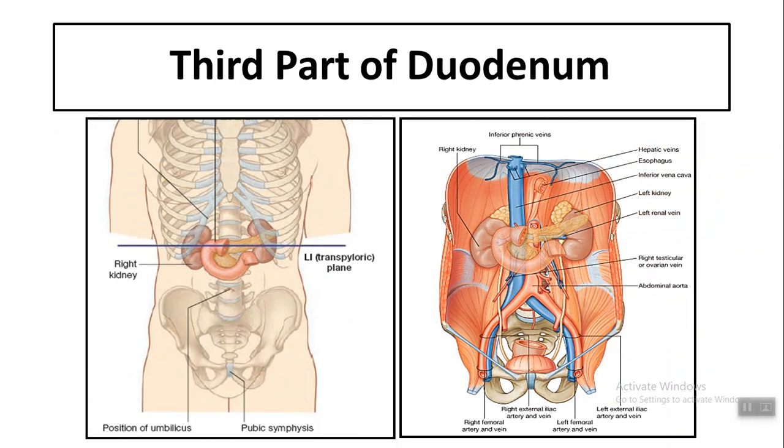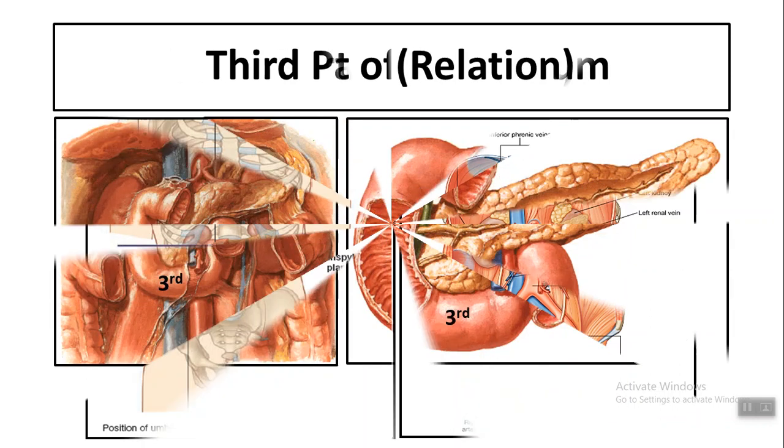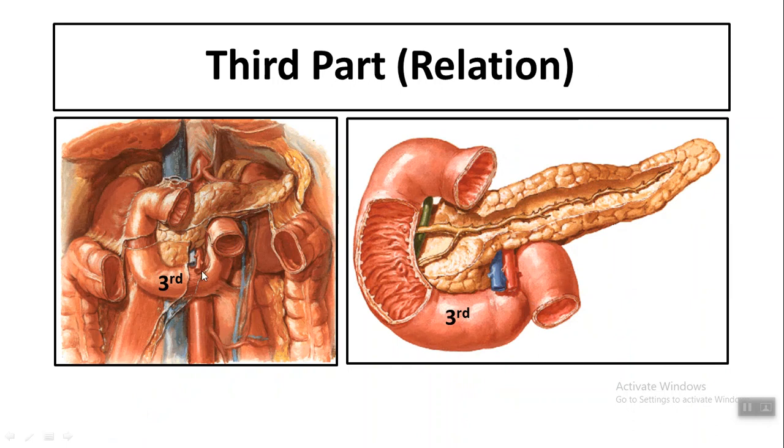The third part of the duodenum, or the transverse part, runs horizontally in front of the vertebral column at the level of the subcostal plane, at the level of L3, and it has important relations anteriorly and posteriorly. Here we can see that it is related anteriorly to the root of the mesentery, with the superior mesenteric vessels contained within the root of the mesentery, with the coils of the jejunum.